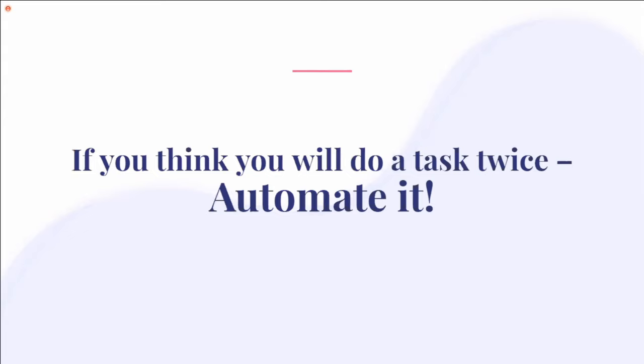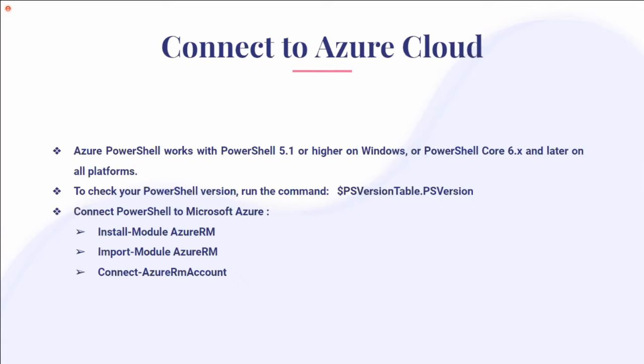So if you think you will do a task twice, automate it. For example, let's say that you are the administrator of your organization. One of your senior colleagues gives you a task saying that you have to create one single user and spin up one virtual machine in Azure. It is very easy to create a single user or to spin up a single virtual machine in Azure.